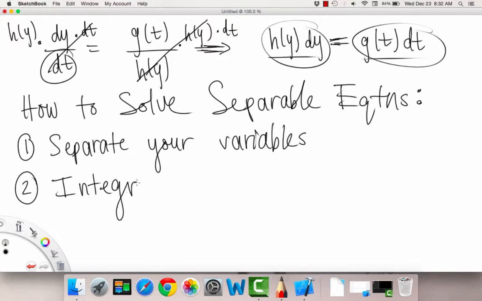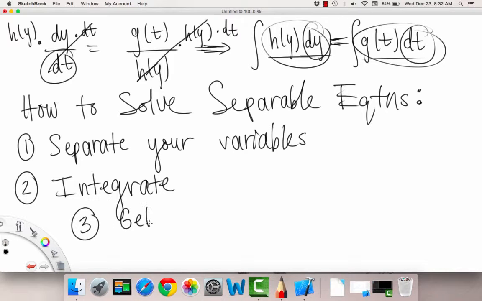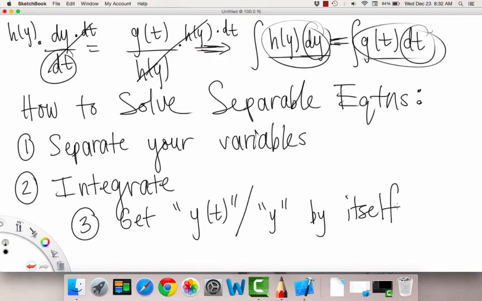The next step would be to integrate. That's pretty straightforward. You just integrate both sides, okay? And that's good because we already have our differentials here, meaning d of whatever variable you're dealing with. So we're good, we just integrate straight through. And then at the end, we get our y of t for now, whatever the name of our single variable function is, by itself, okay? Alrighty, so just keep these three steps in mind, and I'll start on an example.